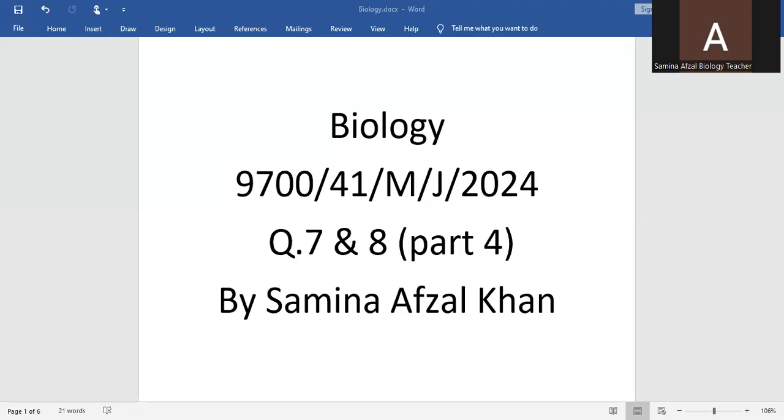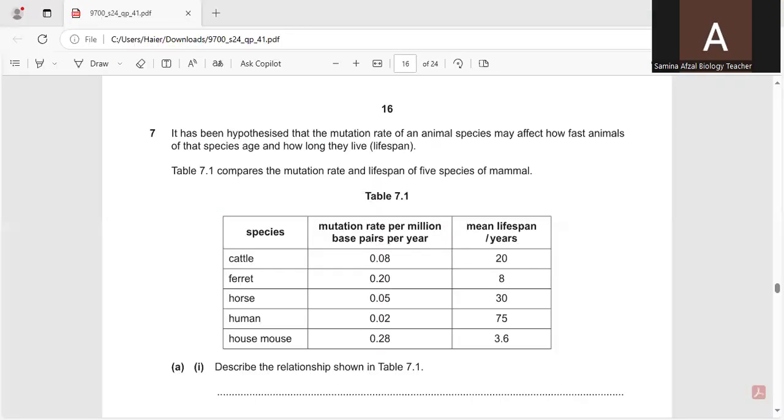It has been hypothesized that the mutation rate of an animal species may affect how fast animals of that species age and how long they live, their lifespan. Table 7.1 compares the mutation rate and lifespan of 5 species of mammals, and you can see the table 7.1 in which the 5 different species have been shown with their mutation rate per million years and mean lifespan.